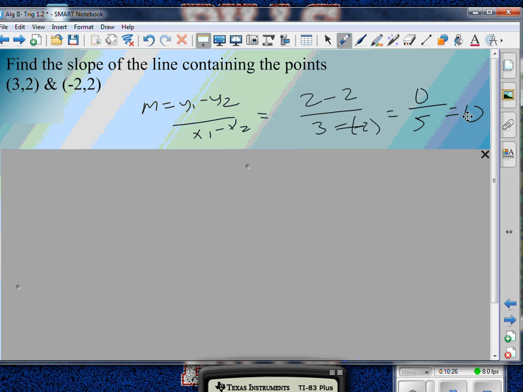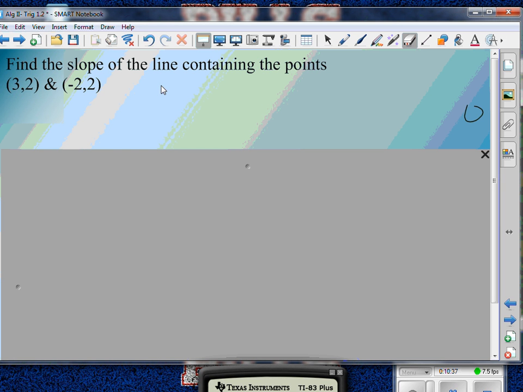Why do I know it's going to be a 0? I shouldn't have to do any of this work. There's one thing in this problem I can automatically see, so I don't have to do any work. They have the same y values. When you have identical y values, their slope is automatically 0.